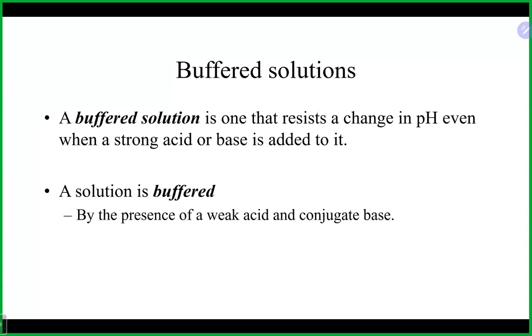So if you made a buffer at a pH of 5 and you added some acid, it should hang out around a pH of 5. It shouldn't drop from a pH of 5 all the way down to 1. It should be able to resist really big changes in the pH.